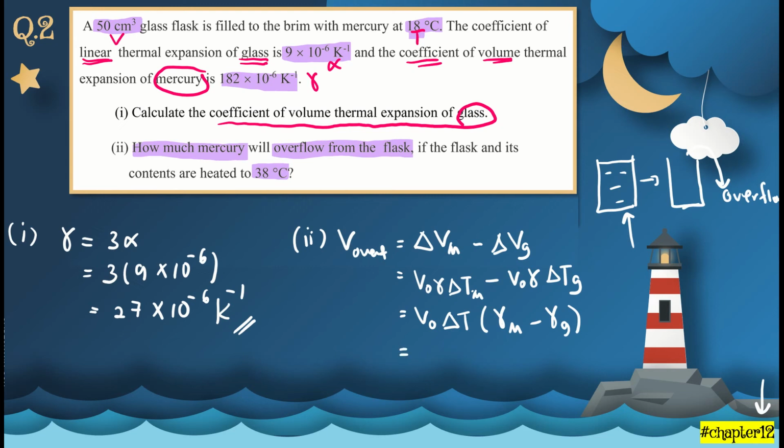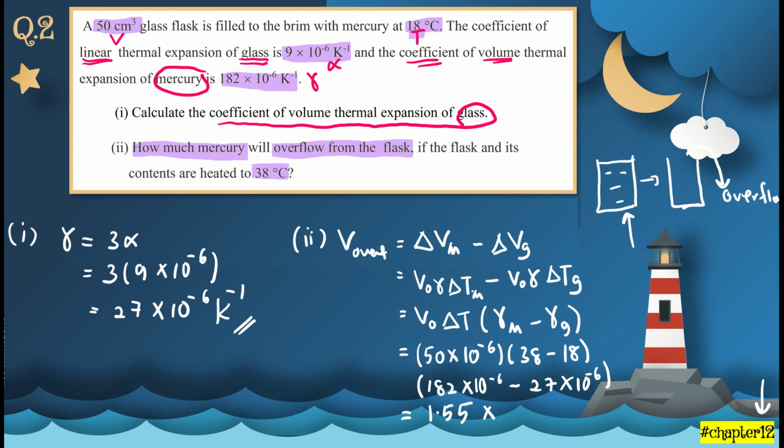Now we substitute all the values. The volume is given as 50 cm cube, so it is 50 times 10 to minus 6. Temperature change is T final minus T initial, times gamma for mercury, 182 times 10 to minus 6, minus 27 times 10 to minus 6. We finally get the volume overflow equal to 1.55 times 10 to minus 7 meter cube.